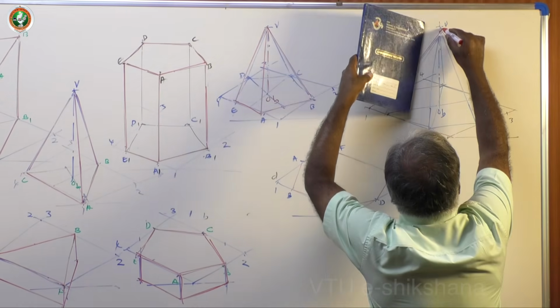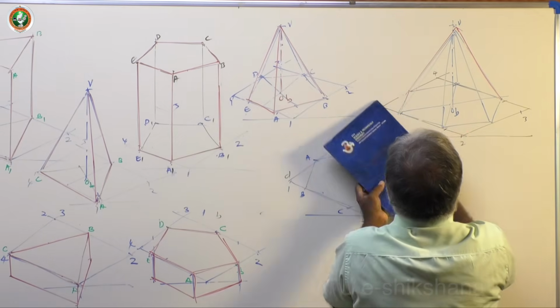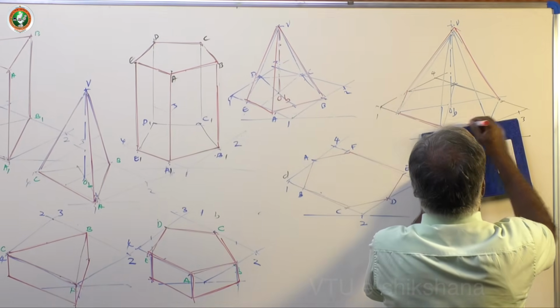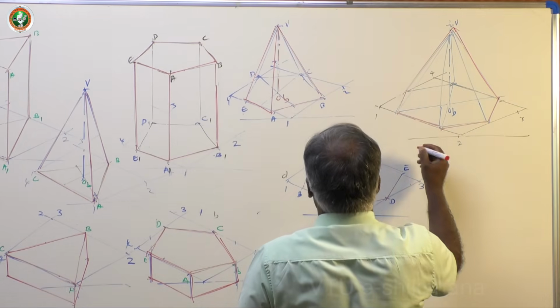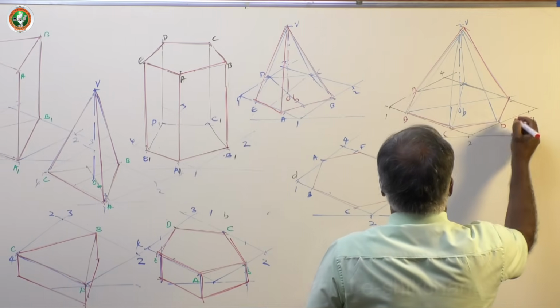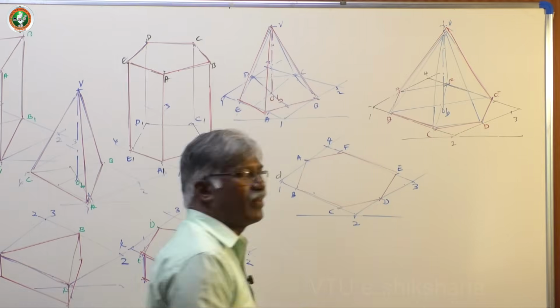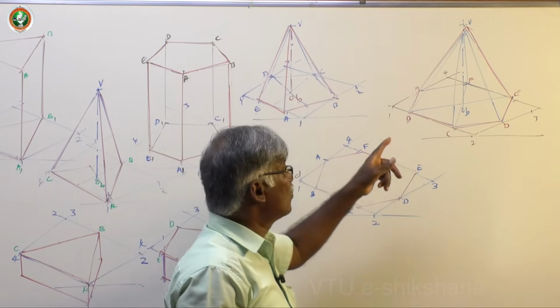Starting from the apex, then these edges. This is A, B, C, D, E, F. Not necessary to name, just for explanation purpose I am naming. I have to read the edges. That's why I have named them.